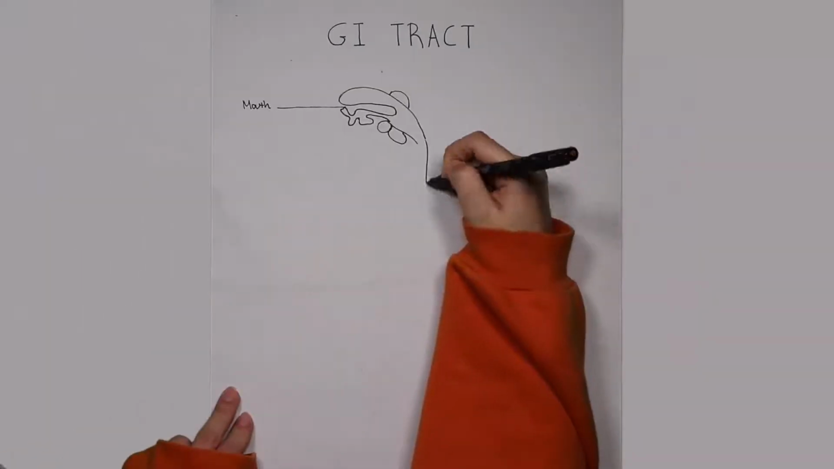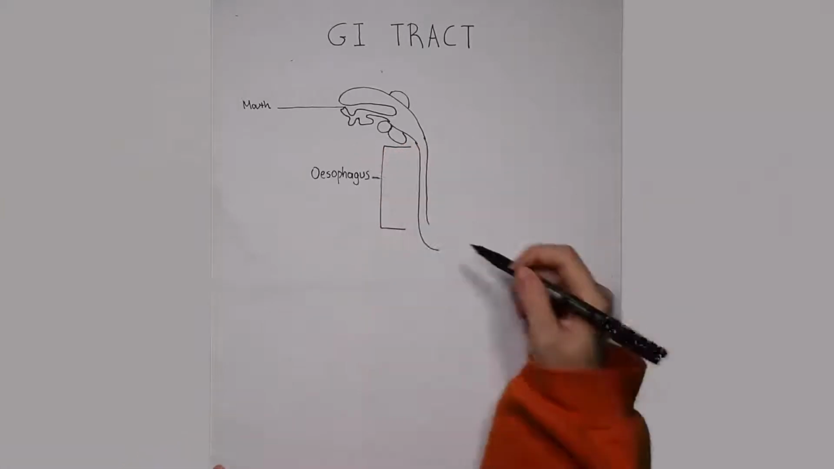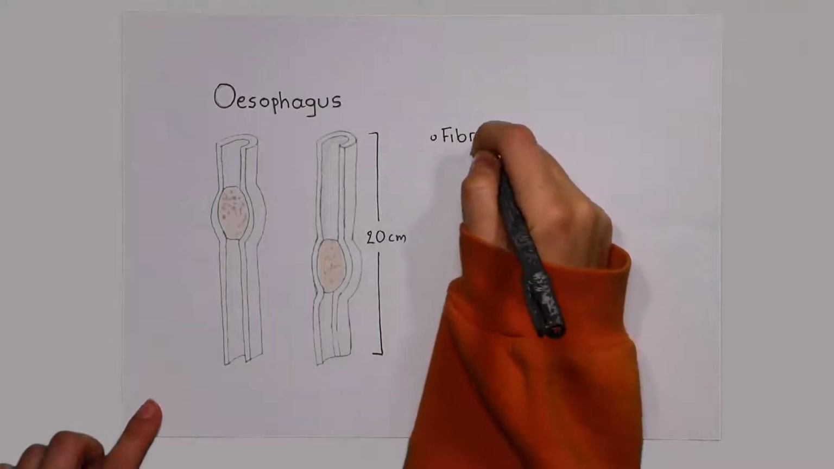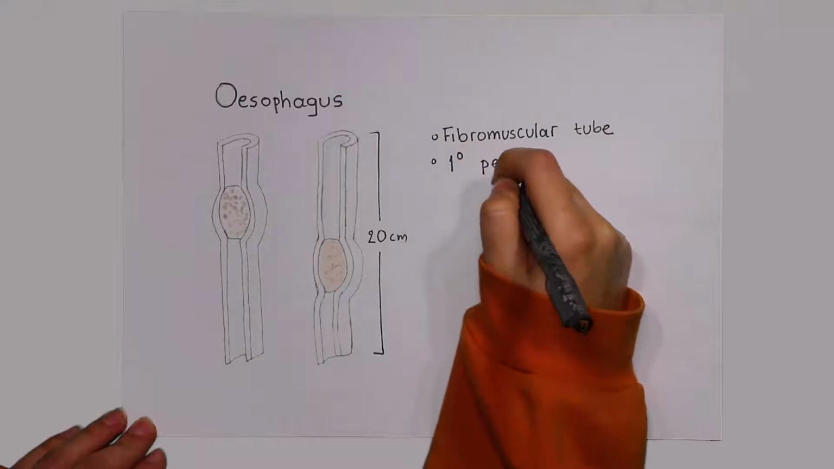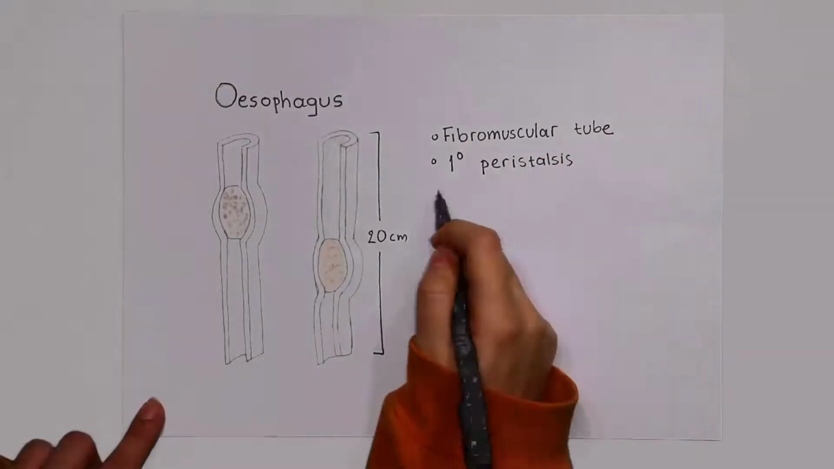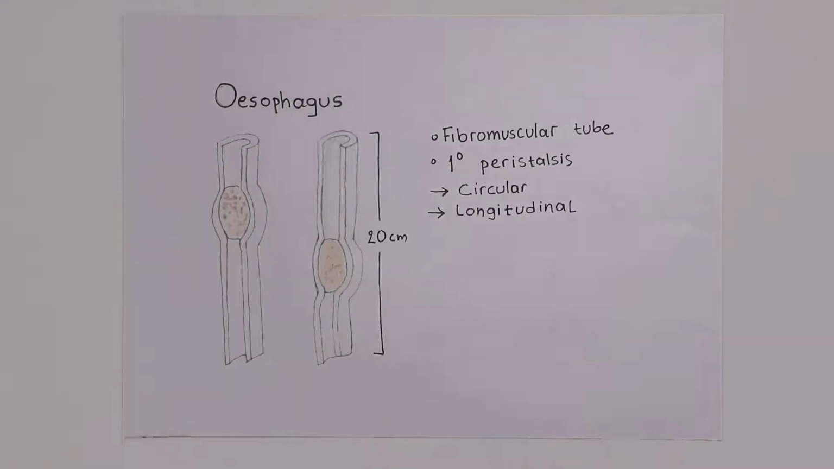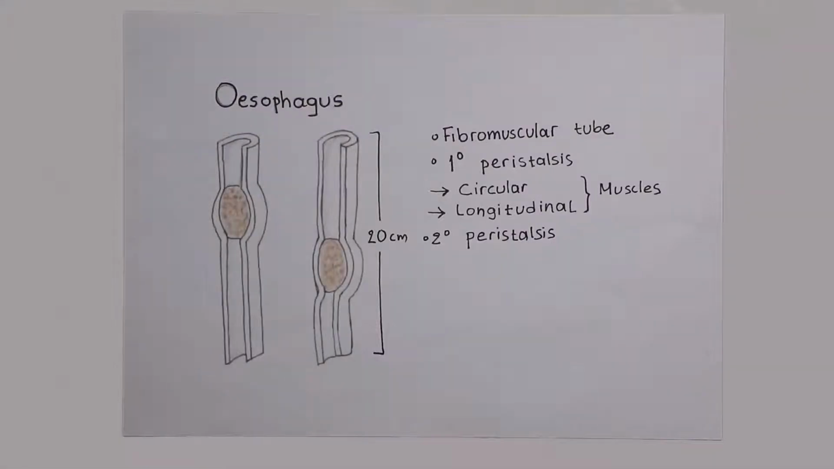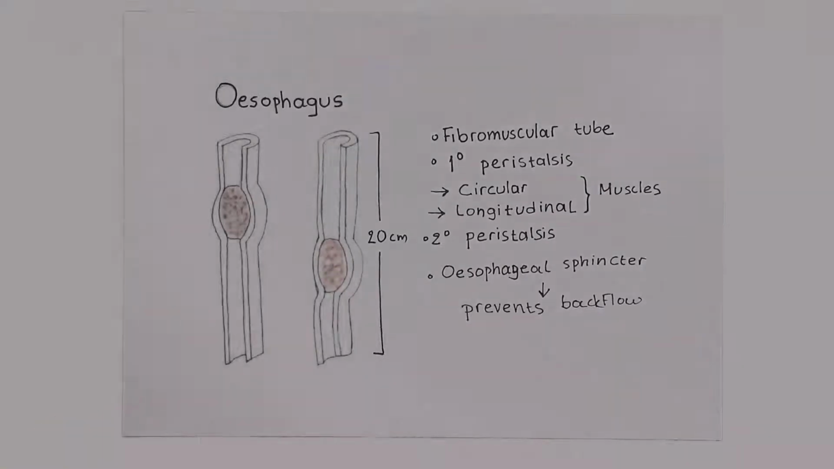Next, the bolus travels down the esophagus, a 20 centimeter fibromuscular tube leading to the stomach. Along with the aid of gravity, the bolus moves along the tube by primary peristalsis, a wave of muscle contraction. Circular and longitudinal muscles contract separately to make a squeezing motion. Secondary peristalsis then pulls down any remaining food into the stomach. Any backflow from the stomach is prevented by the esophageal sphincter muscles.